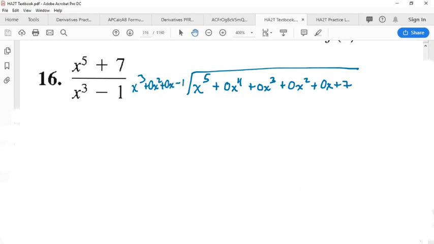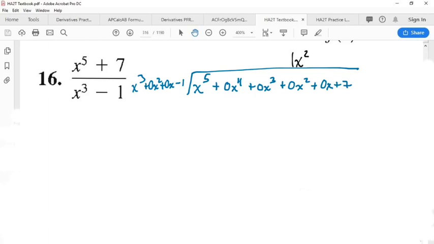Okay, remember when we're doing this, you only have to pay attention to your first terms right here. So what is x to the 5th divided by x to the 3rd? x squared. That's it? Yep, that's it. So let's go over here. I'm going to put x squared above. I'm just going to put 1x squared right here. Now, you don't have to write the 1, I'm just going to write it for the sake of explanation.